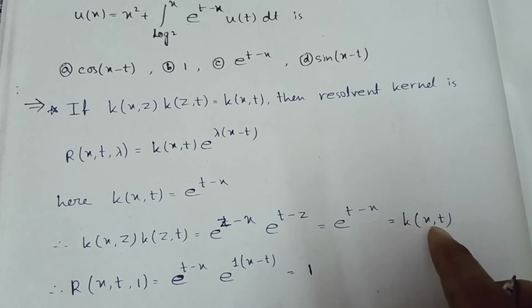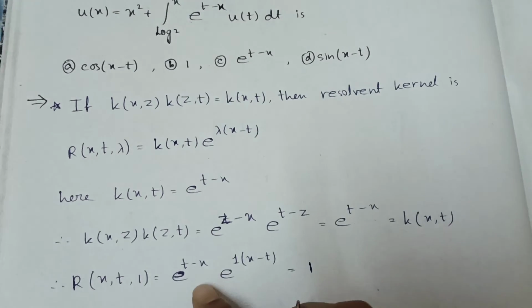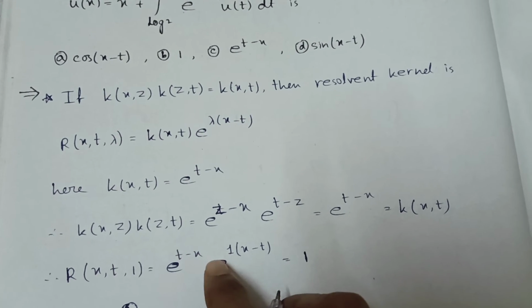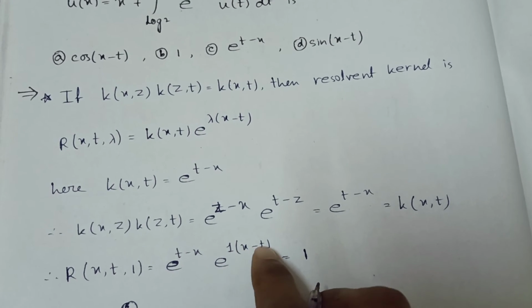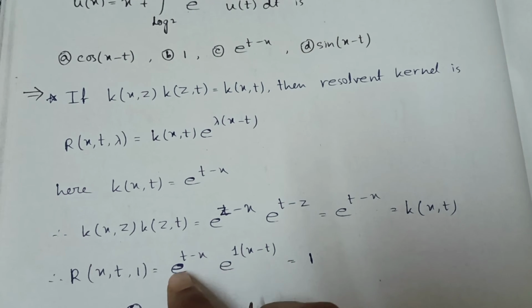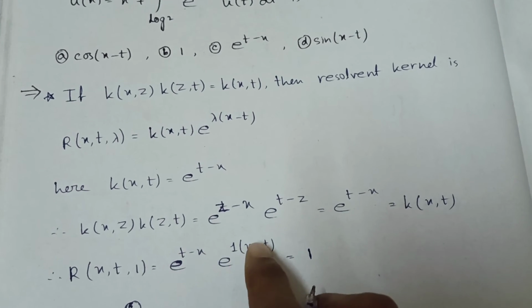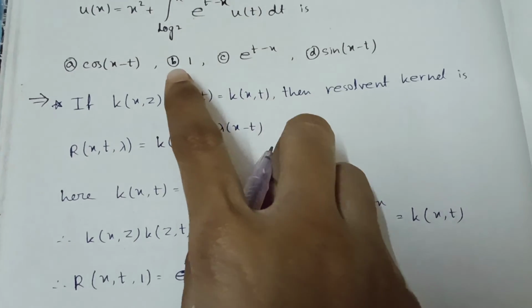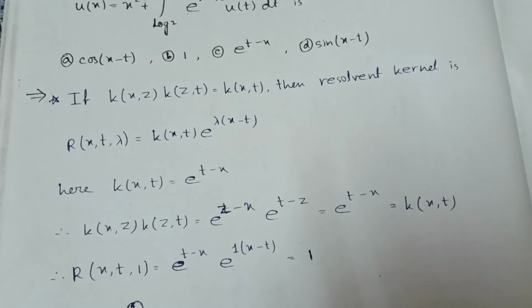So from our note, R(x,t;1) becomes K(x,t) times e to the power lambda times (x minus t). That is e to the power t minus x times e to the power x minus t, which becomes 1. So the right option is B, that is 1.